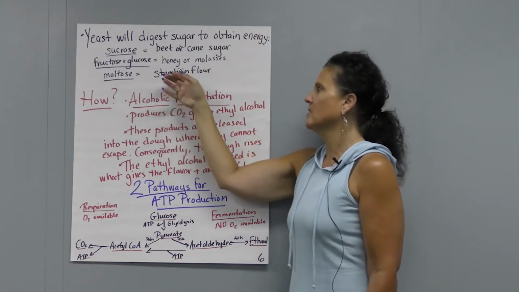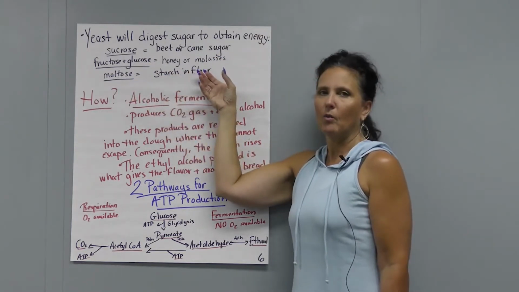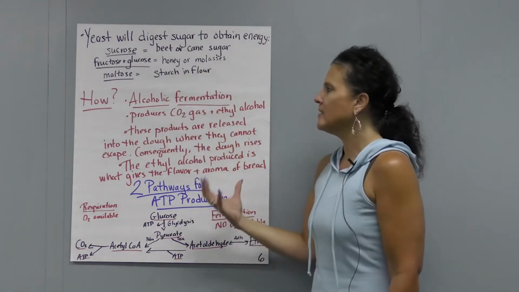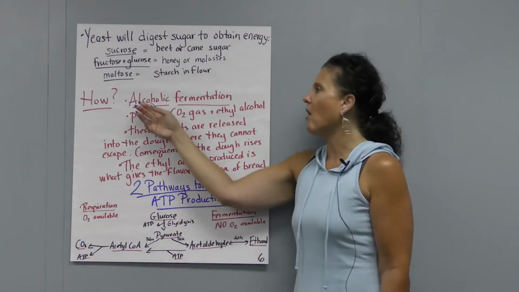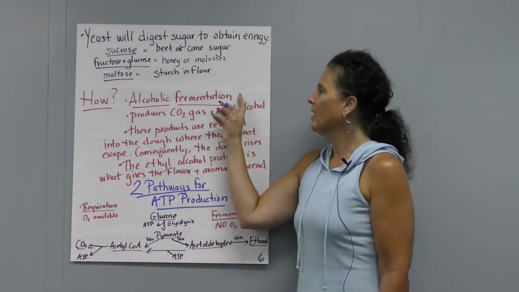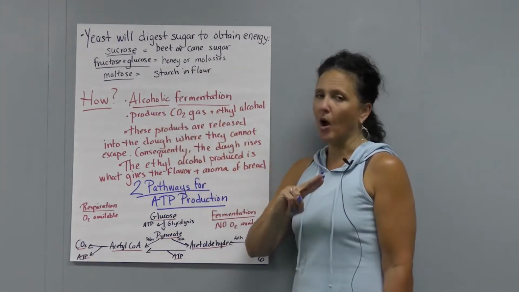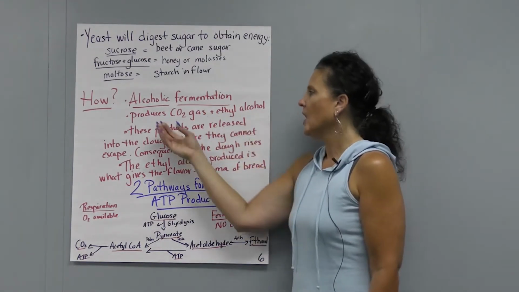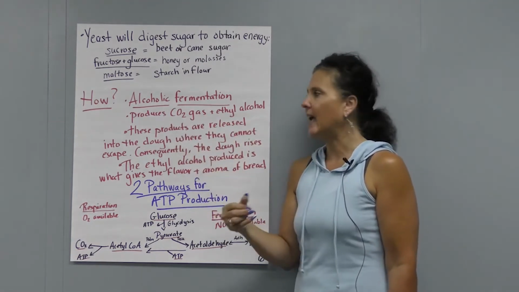And maltose is starch that's in flour. We find starch in flour because flour is a plant product. So how does that happen? It's a process called alcoholic fermentation. We get alcoholic because one of the products is ethyl alcohol. So it's alcoholic fermentation. It also produces carbon dioxide gas.